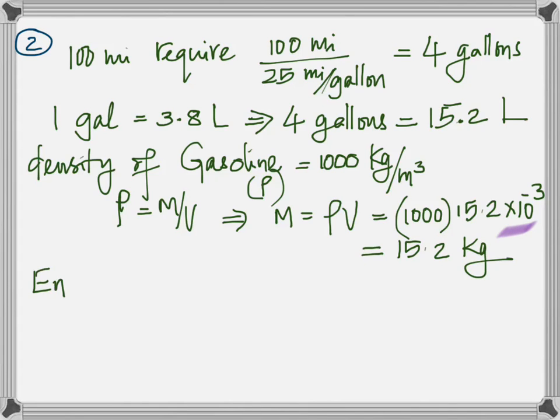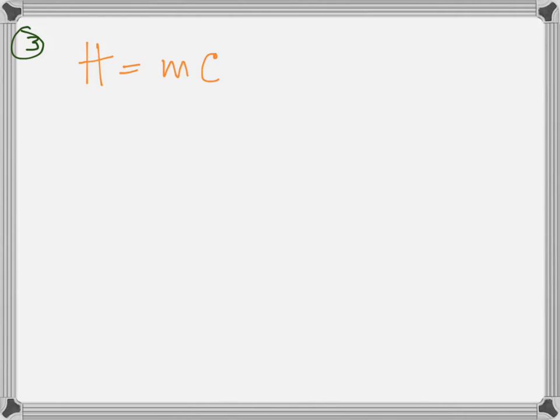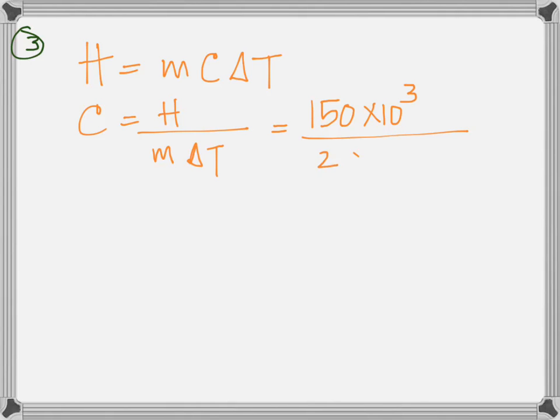15.2 kilograms. So the energy that you need is 15.2 times that big number, 4.8 times 10 to the 7. And your answer is 7.3 times 10 to the 8 joules. Sometimes I put H as the symbol for quantity of heat. Please, H is your Q, okay? Q is m c delta T. You're asked to find C. And C is Q by m delta T.